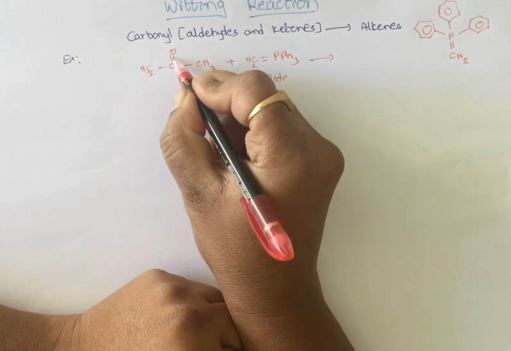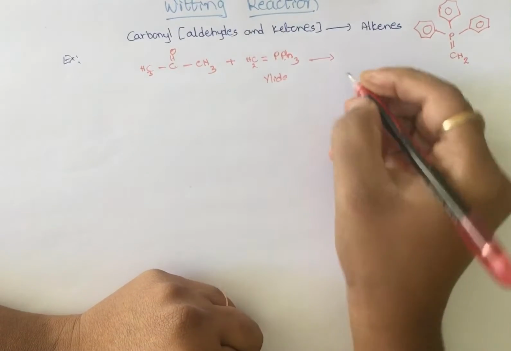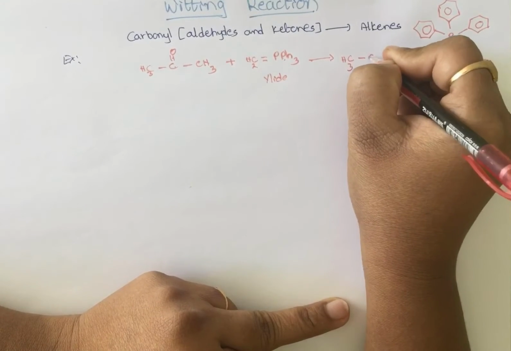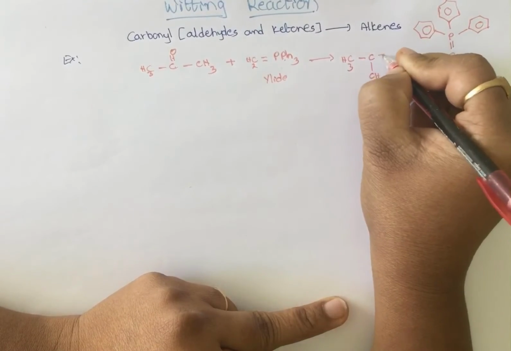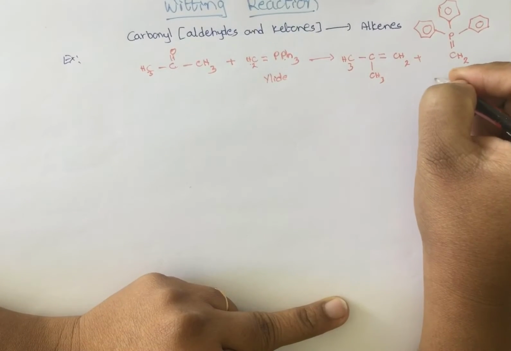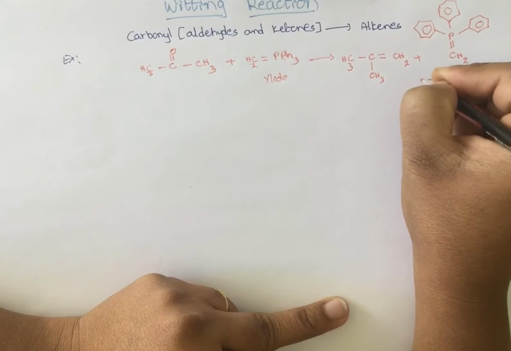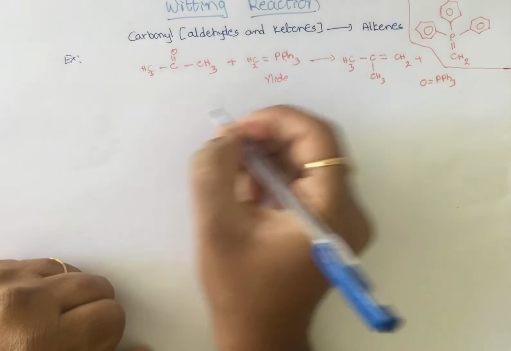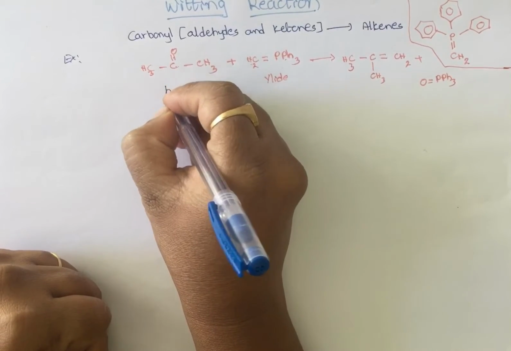So then what happens is, this oxygen will be given to this group and CH2 will be given to your carbonyl compound. So here I can write CH3, this CH3 double bond CH2. And what else am I going to get in this case? I am going to get triphenyl phosphine oxide. These two are the compounds that I am going to get in the Wittig reaction. What I took initially was an aldehyde or ketone, a carbonyl compound.